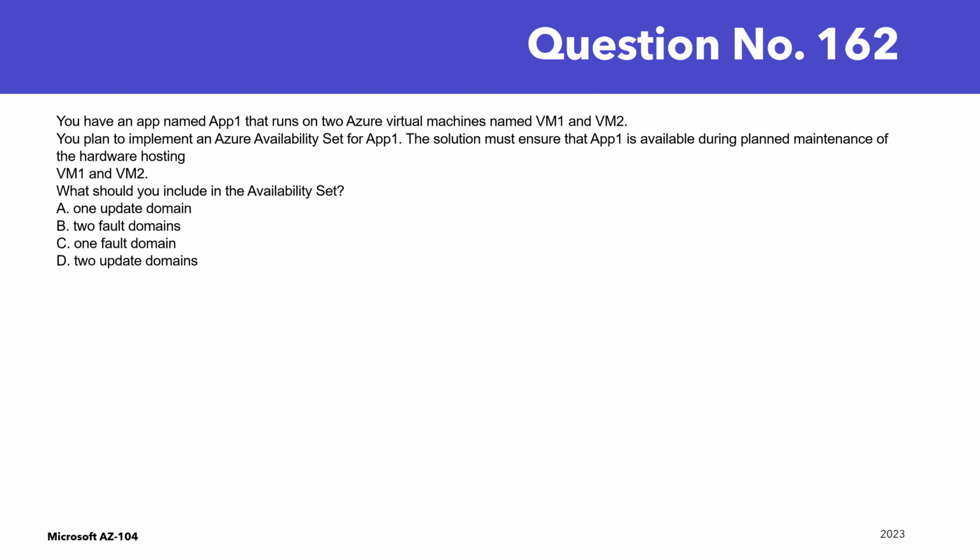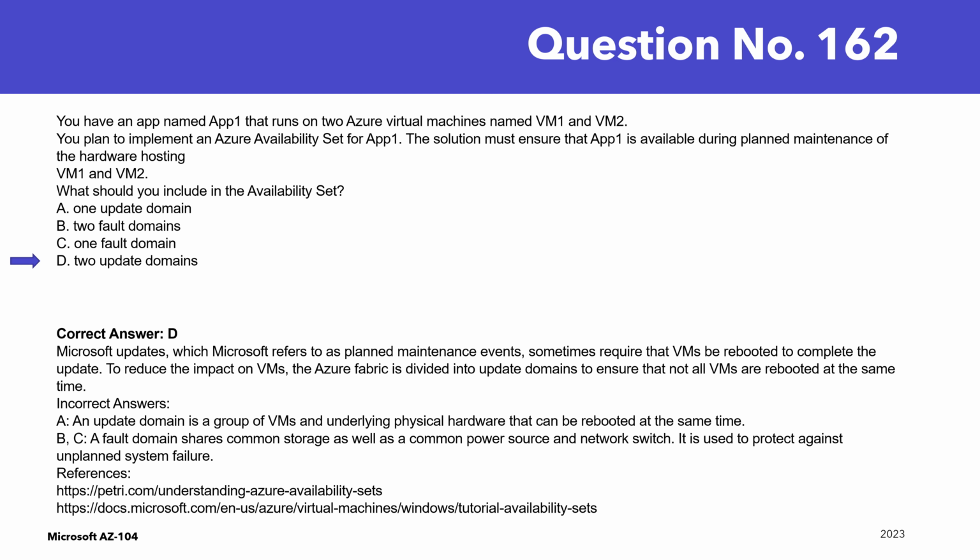You have an app named App1 that runs on two Azure virtual machines named VM1 and VM2. You plan to implement an Azure availability set for App1. The solution must ensure that App1 is available during planned maintenance of the hardware hosting VM1 and VM2. What should you include in the availability set? A. 1 update domain. B. 2 fault domains. C. 1 fault domain. D. 2 update domains. Correct answer: D.